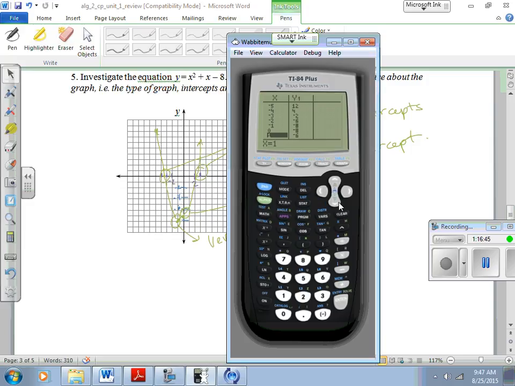Where do you see two numbers identical? -8. So when x was -1, the y value was -8, right? And when x was 0, the y value was -8. That means the vertex is somewhere between 0 and -1, between these two. Okay? So go ahead and go back to the graph and now hit the trace button.